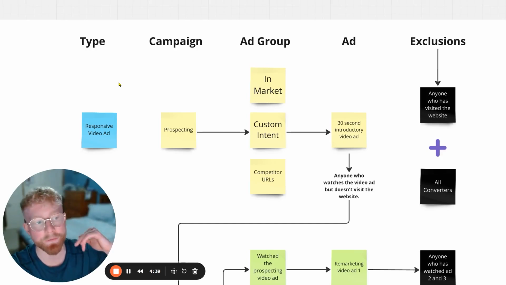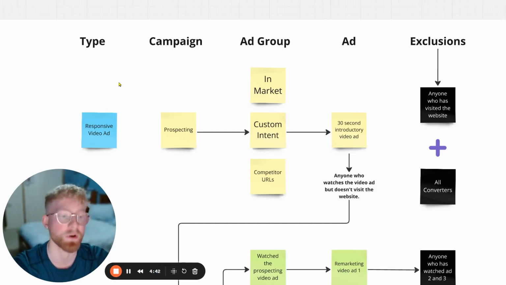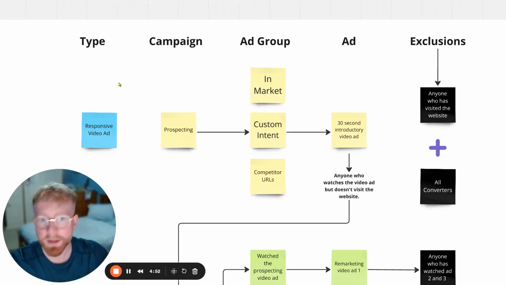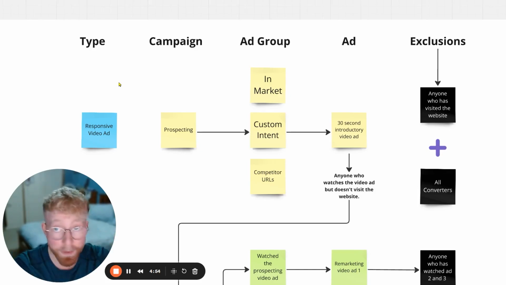Then you're going to have a few exclusions as well, and this is important. So you want to exclude anyone who has visited your website and also any converters, right? And the reason being is you want to target as many new people as possible who have never been exposed to your brand before, right? You're only hitting cold audiences. This is a prospecting campaign. You want to bring new users to your website, right? We're generating the demand at the top of funnel. So that's the point of this particular campaign.